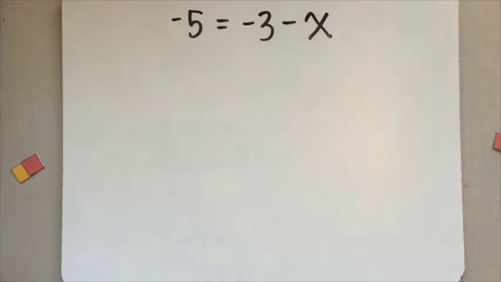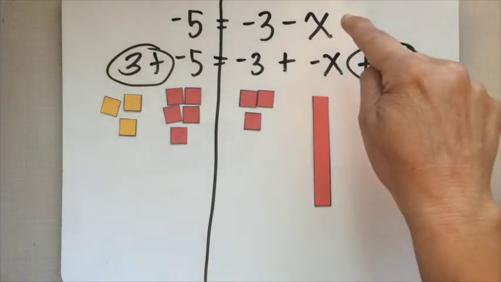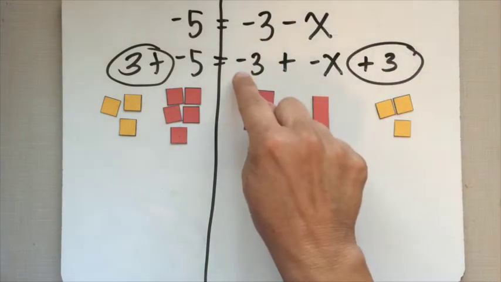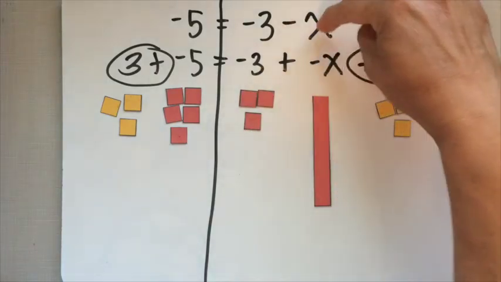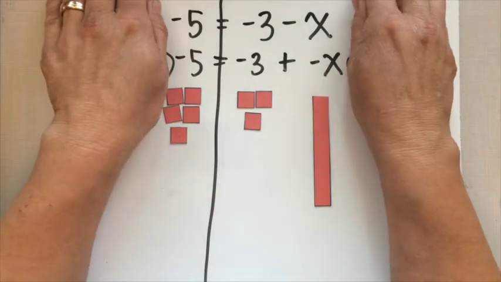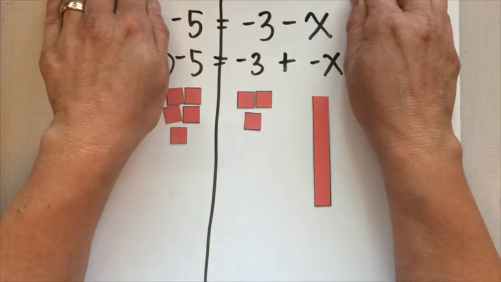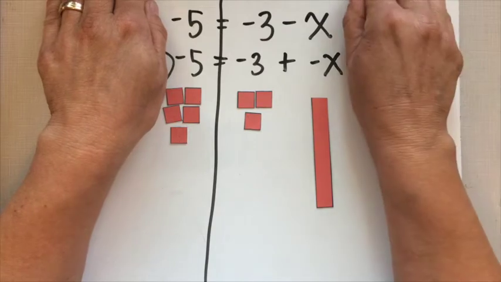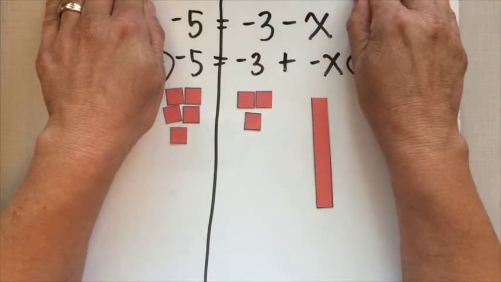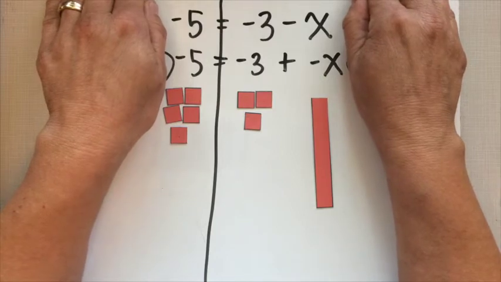Negative 5 equals negative 3 minus x. Give it a try. First thing I did, I rewrote negative 3 minus x as negative 3 plus a negative x. I just took this minus x, pushed it over to the side, and put a plus in front of it. So I had this. And then I saw that over here where my negative x is, I have 3 negative 1s. So before I deal with the fact that that's a negative x and not a positive x, I'm going to get rid of those 3 negative 1s.